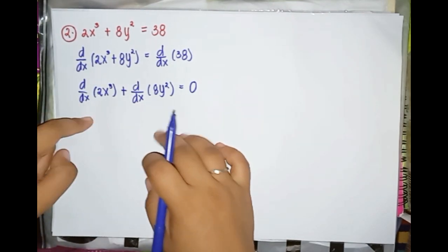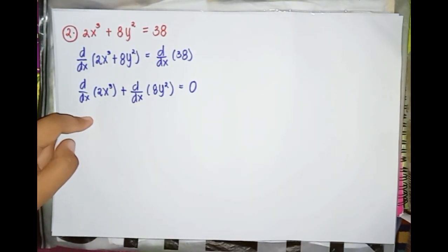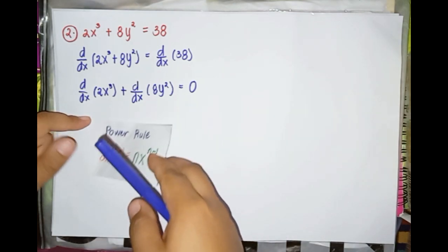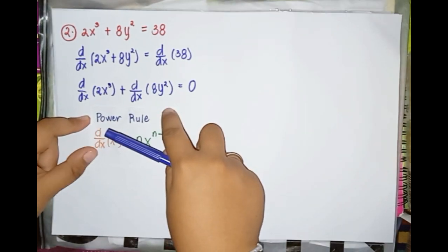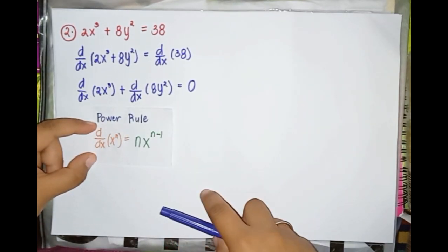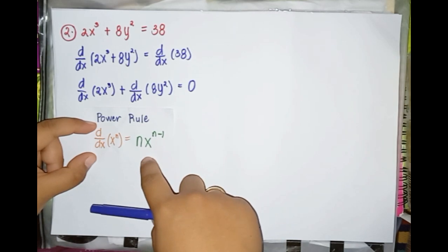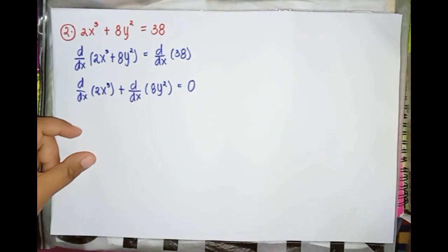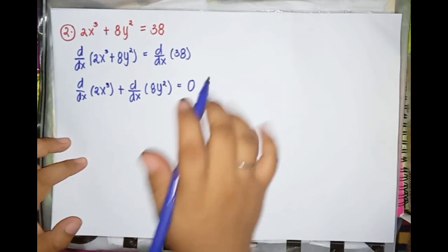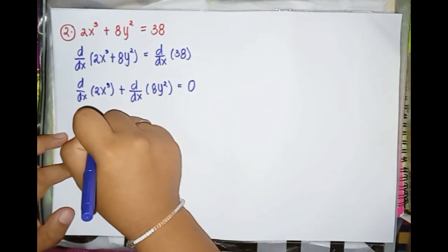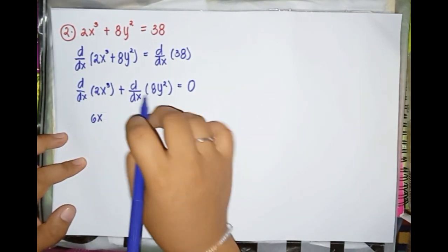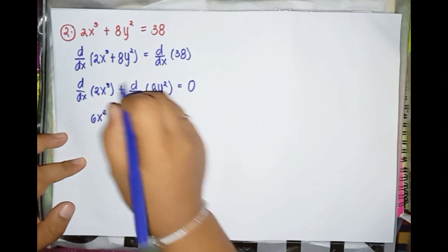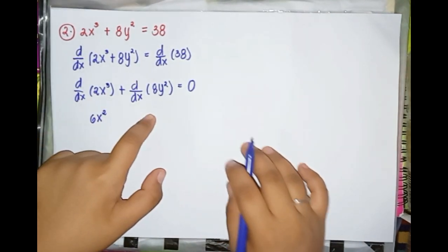Now let's first get the derivative of 2x cubed. In getting the derivative of 2x cubed, we're going to use the power rule, which all of us are familiar with. So we have the derivative of x raised to n is equal to n x raised to n minus 1. So we know that the derivative of 2x cubed is just 6x squared. So we have 6x squared there.